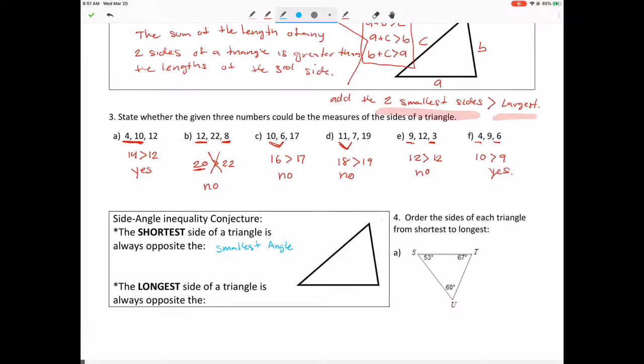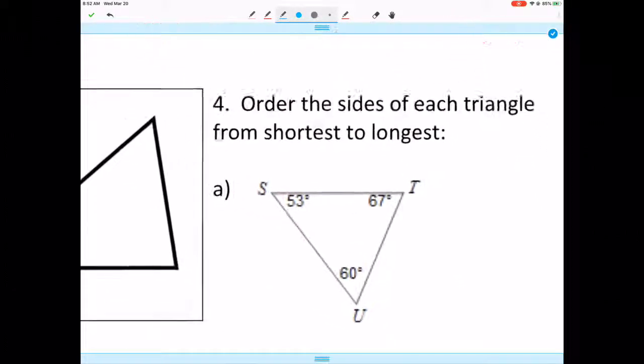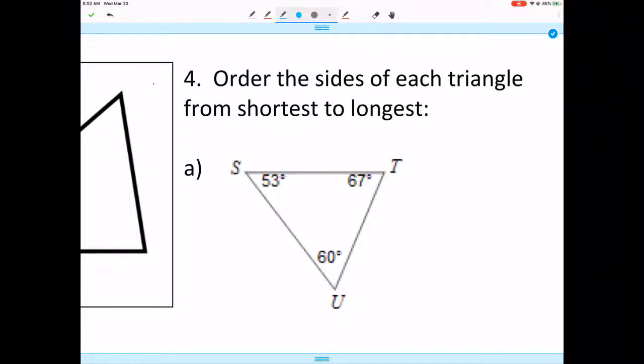And the largest side of a triangle is always going to be opposite the largest angle, okay? And again, vice versa, the largest angle, the opposite side will give you the largest side. Okay, so let's look at 8.4 A. All right, so here it says order the sides of each triangle from the shortest to the largest. Okay, so let's start with our shortest angle.